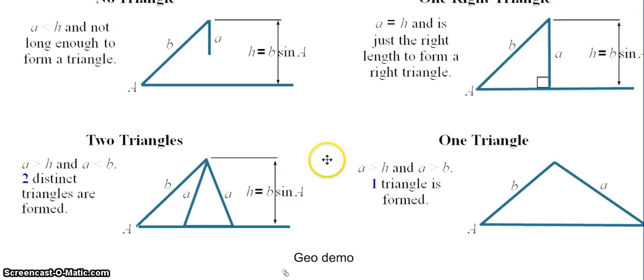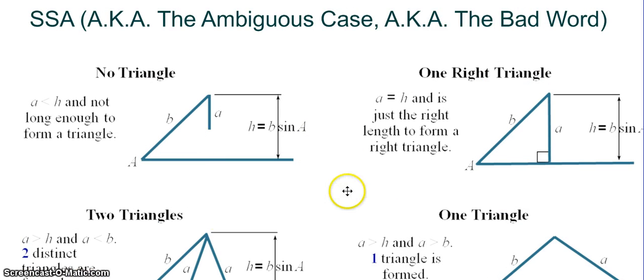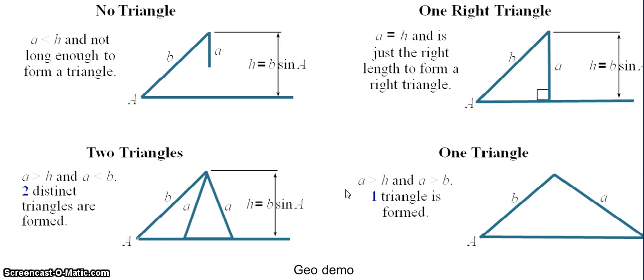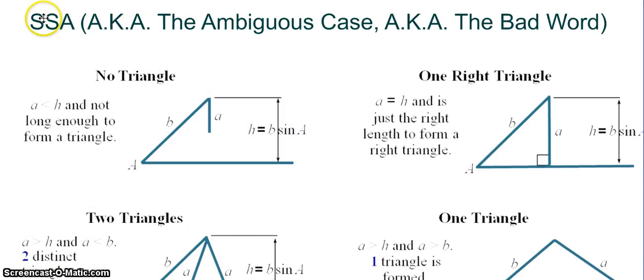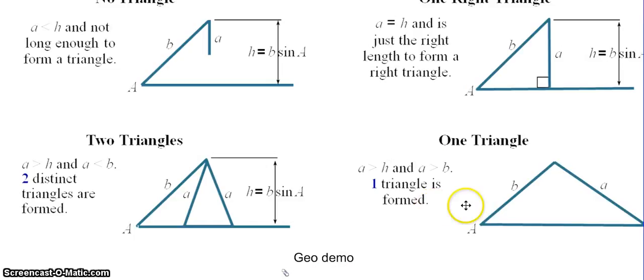Again, I'm not really going to go through those. I'm going to explain to you how I would do these problems. But first, I want to emphasize this is for if you are given an acute angle. So whenever we have the ambiguous case, we're given two sides and an angle. So if that angle is acute, these are the possible outcomes.